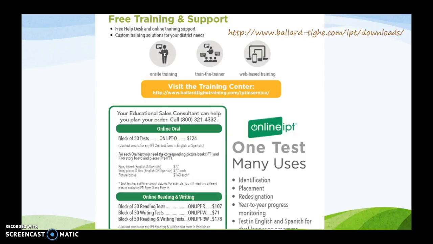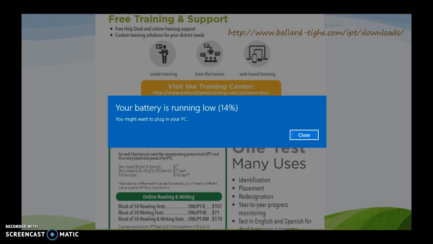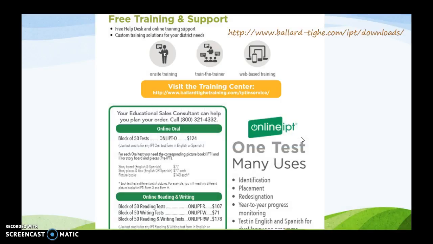So for some training, I went ahead and linked the website right here on top to the right. You can see where you could get training. Training is done online and it's actually free, which is pretty interesting. It's one test and it has many uses, and you can see here. Although training is free, you could go ahead and see how much testing materials cost.